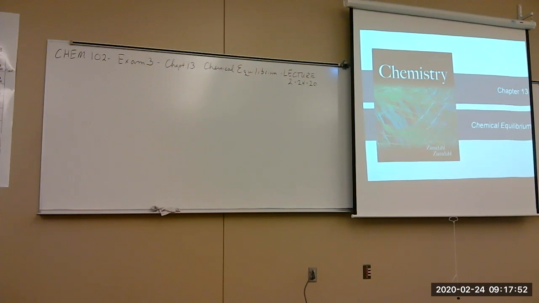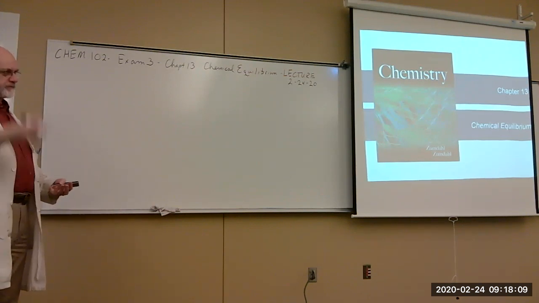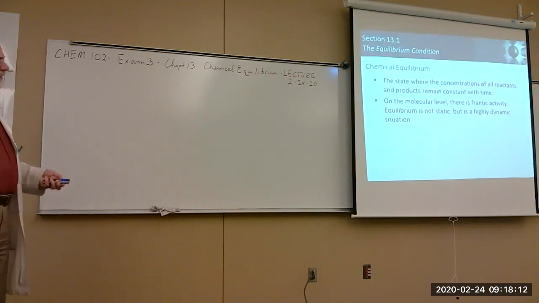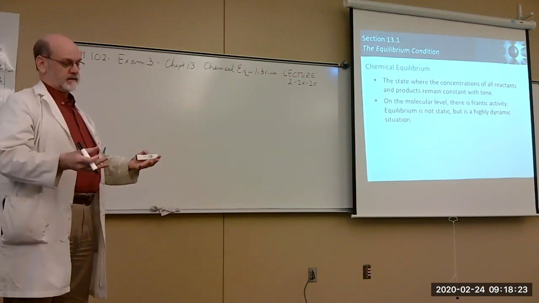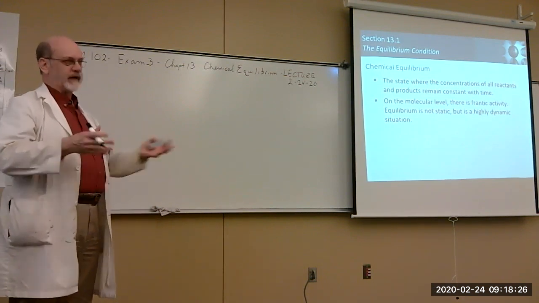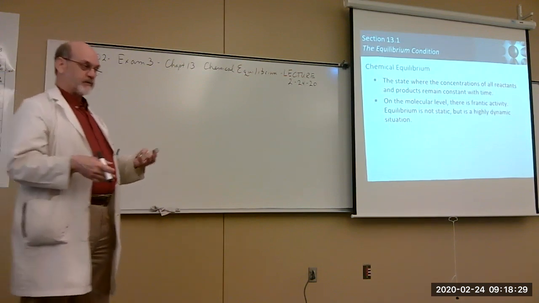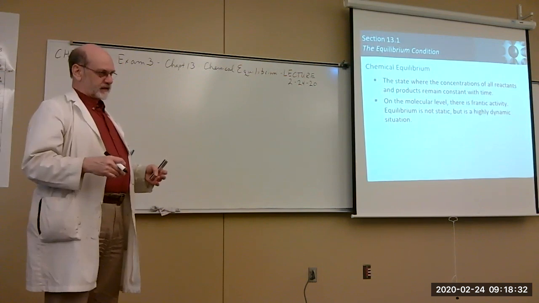I'm sure I mentioned when we were working on kinetics, you have to do kinetics first in order to understand equilibrium better. Because kinetics deals with the underlying speed of the reaction. Although actually they're two sides of the same coin. Equilibrium looks like the reaction has stopped, it's not doing anything. But in fact, at the molecular level, there's furious activity.